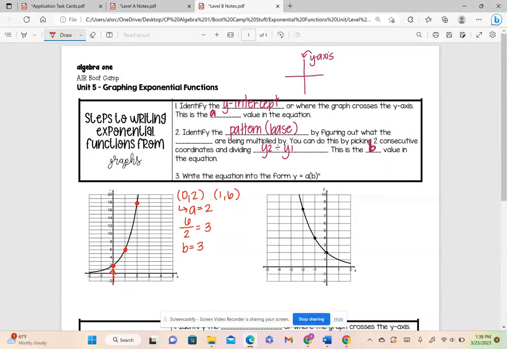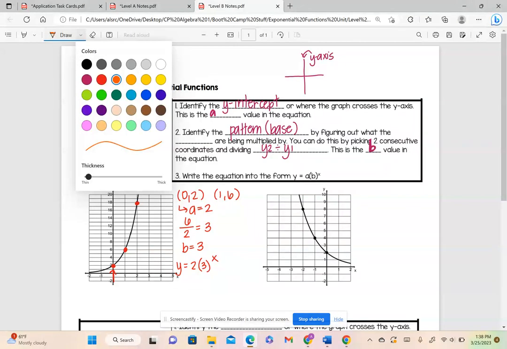So you write your equation y equals or f of x. I will write y equals a, which is 2, parenthesis b to the x. Now this is growth. It's going up. So your b value better be bigger than 1. Next example right here on the right.